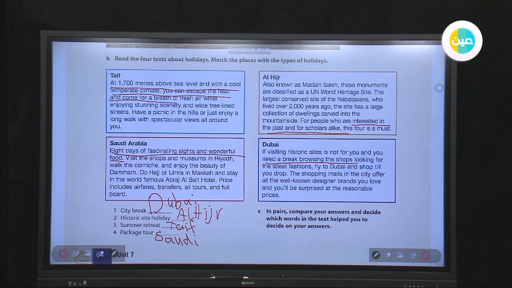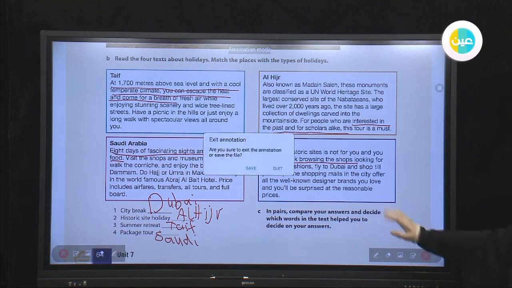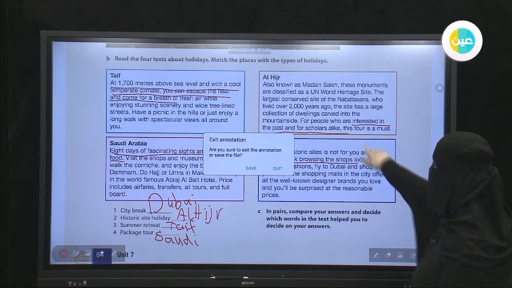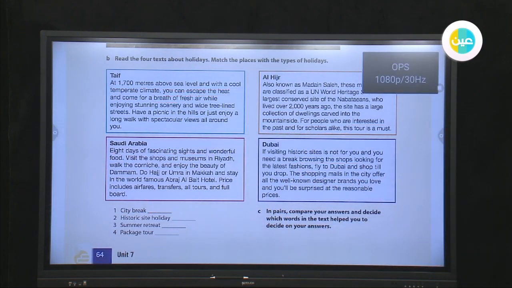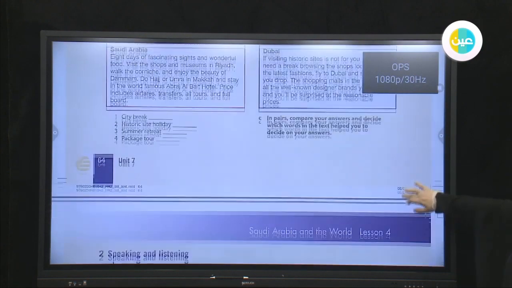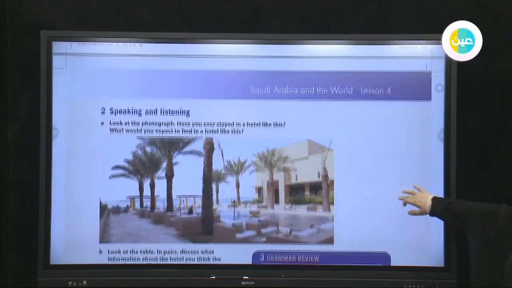So, 1 city break Dubai, 2 historic site holiday Al-Hajr, 3 summer retreat Taif, 4 package tour. These are the answers. Compare your answers. Decide which words in the text helped you. We have already done it. Okay, now move on to the next page, 64.